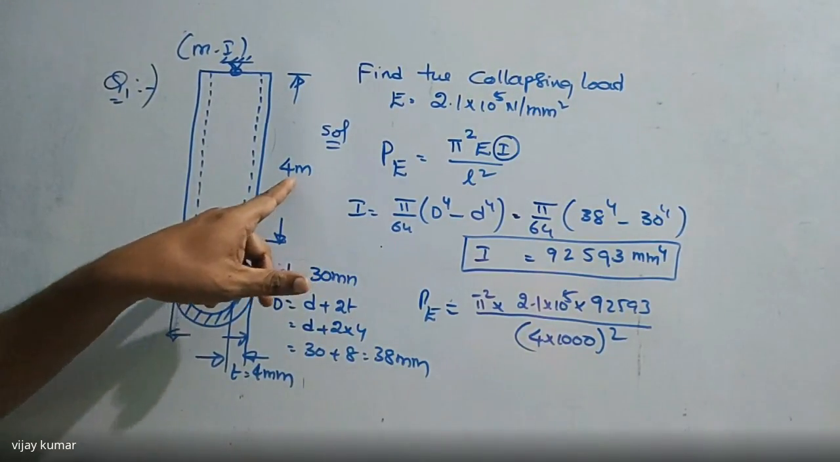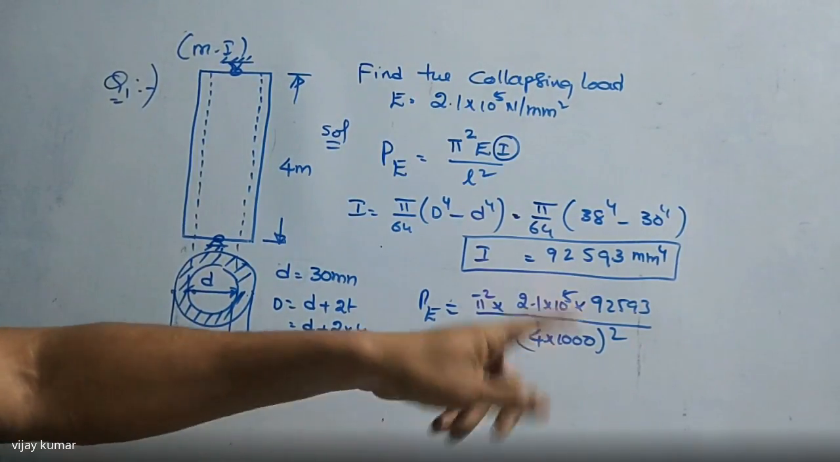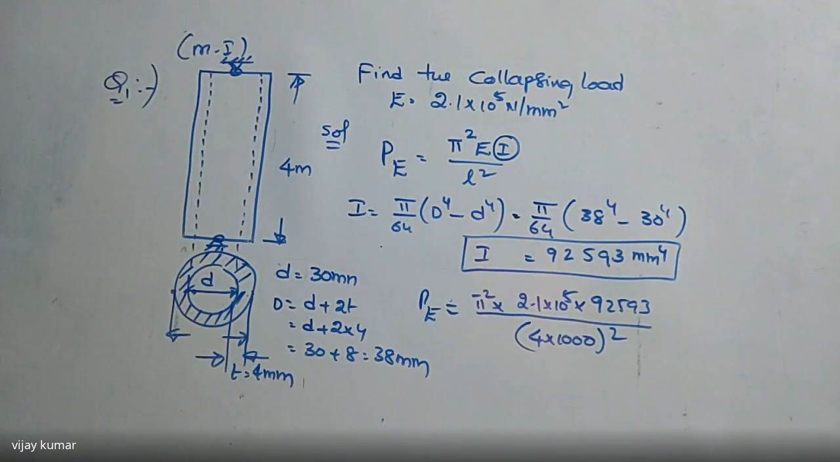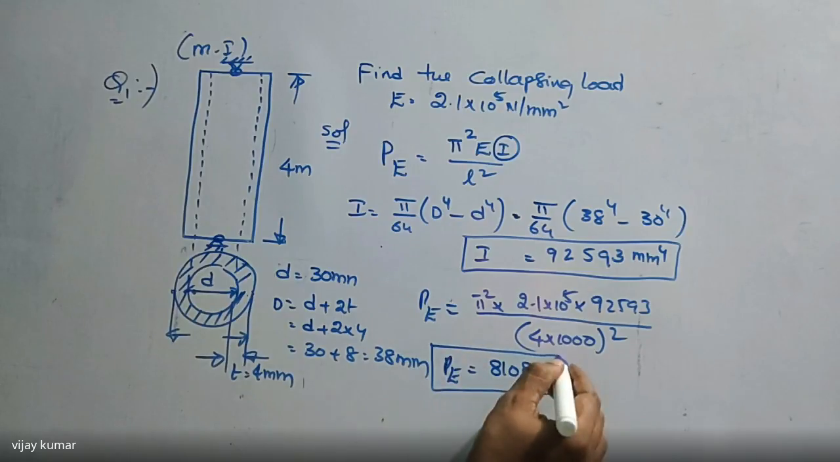Here meters is given, so I'm converting into millimeters, because all terms are in mm. So I'm going to divide by 4000 whole square. Then I'm getting the P value, 8108 Newtons. This is the value of the critical load on a column with both ends hinged according to Euler's theorem of column. This is for a hollow circular cylindrical column. Okay, right, so this is one problem.